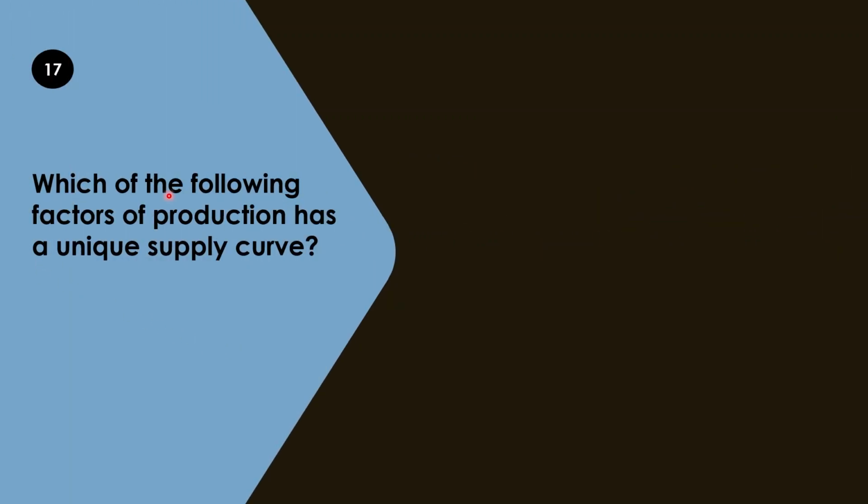Next question is, which of the following factors of production has a unique supply curve? Now, it means the options given to us are all four factors of production. Let's check. Which of the following factors of production has a unique supply curve? What do you think the answer is? If you look at land, supply is perfectly inelastic because the total amount of land is fixed and it cannot be increased. If you look at capital, the supply of capital depends on investment decisions and it is influenced by interest rates also. So it does not have any uniqueness to the supply.